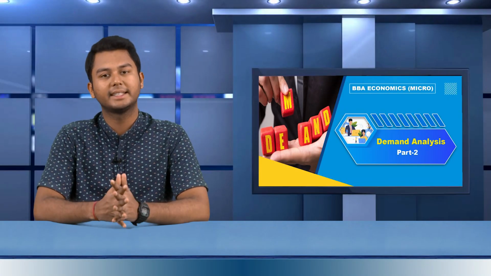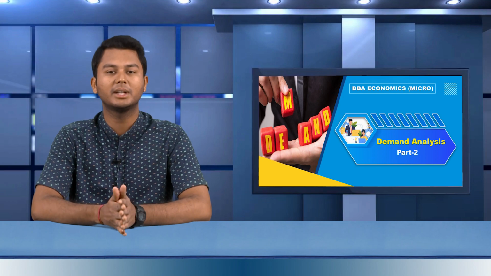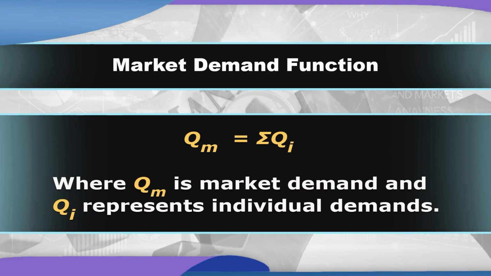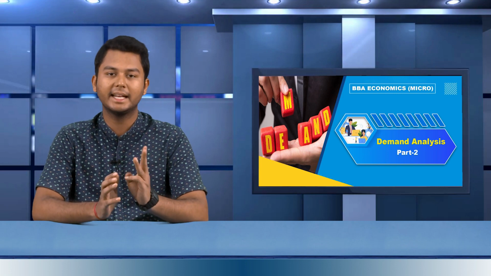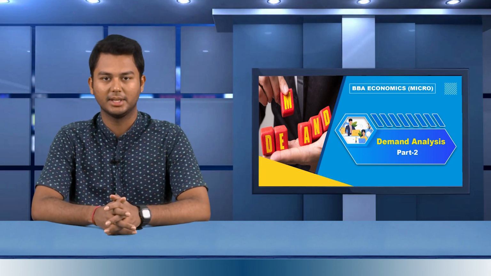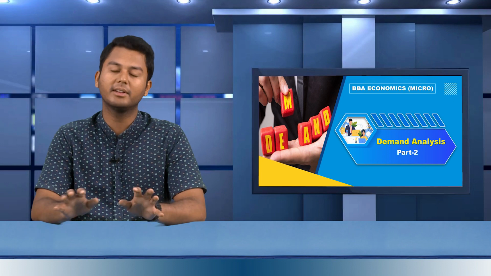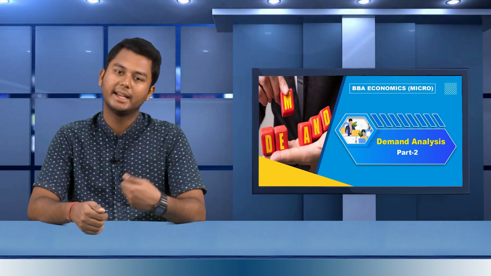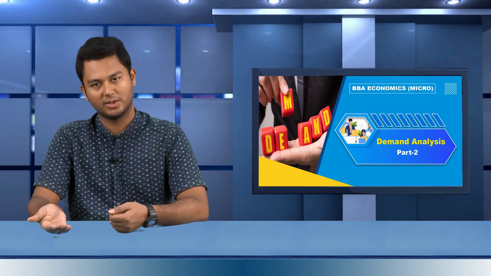Market demand function is derived by aggregating individual demand functions. The formula for that is Qm is equal to summation Qi. The symbol of summation is also called sigma. So, Qm represents the market demand and Qi represents individual demands, M for market and I for individual. So, if you have, let us say, 3 individuals in your market, for example, Q1, Q2, Q3 will be the quantity demanded by individual 1, individual 2 and individual 3.